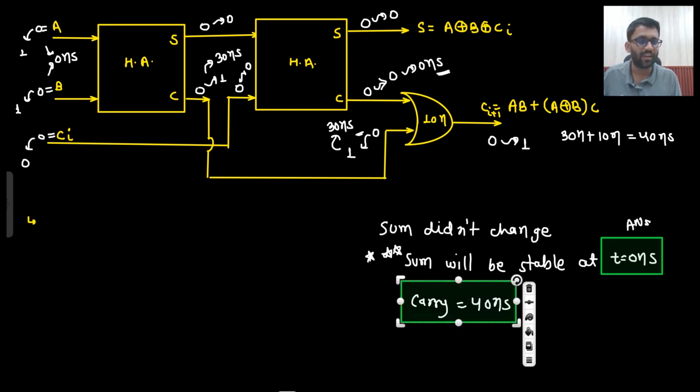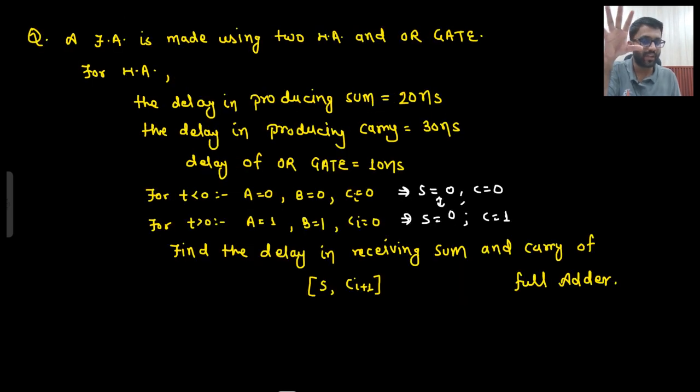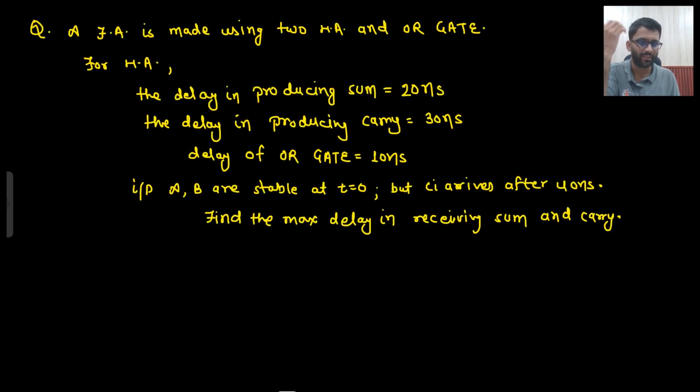So every time when inputs are given, you need to be aware of what is changing, what is not changing. Let's see more problems. Full adder is made using half adder and two adder.